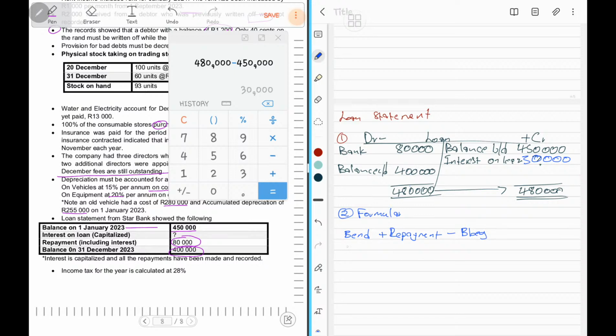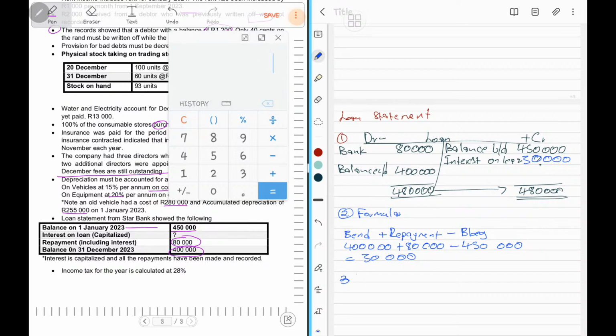So balance at the end is 400,000. Then the repayment is 80,000. Then the balance at the beginning is 450,000. Now it will give you the same answer. So let's see, 400,000 plus the 80,000 of the repayment, subtract the balance at the beginning, gives us 30,000.